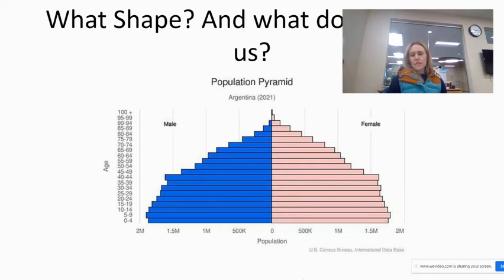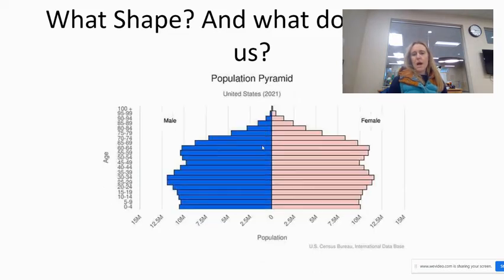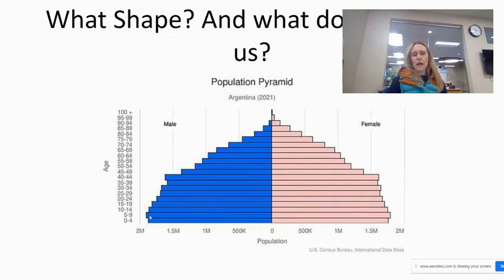So one thing you'll notice here is Argentina does have a very wide base. And so you may have said that this was a pyramid shape. And if you said that, you would have been correct. But you'll also notice that as compared to Afghanistan, which has a very stark contrast between the base and the top, Argentina is starting to round out on the end.